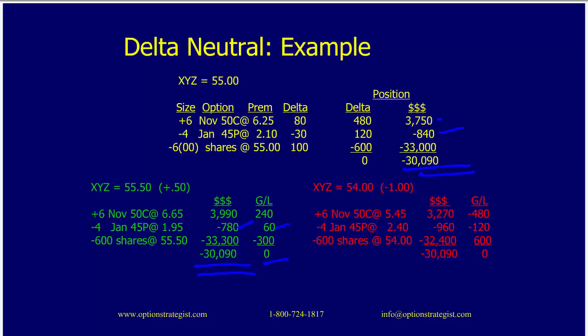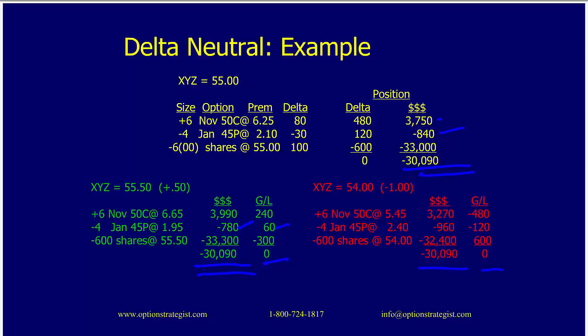Okay, and you could work through the numbers. You'll end up coming up with the same thing over here. We end up with the stock going down $1. Well, excuse me. With the stock going down $1, we're still going to end up with the same dollar value of our position, negative 30,000, and a gain or loss equal to 0.